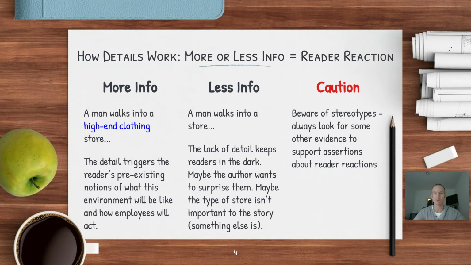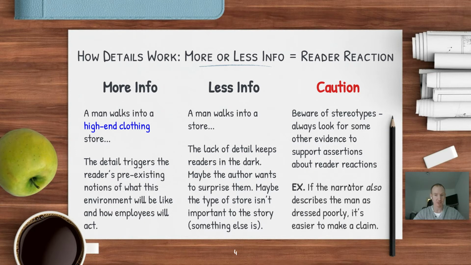So, for example, if the narrator had also described the man as being dressed poorly, it would be easier to start making those assumptions. And again, those triggers would start going off. That's because, again, more information leads to more informed readers, and they have a very specific way of reacting.